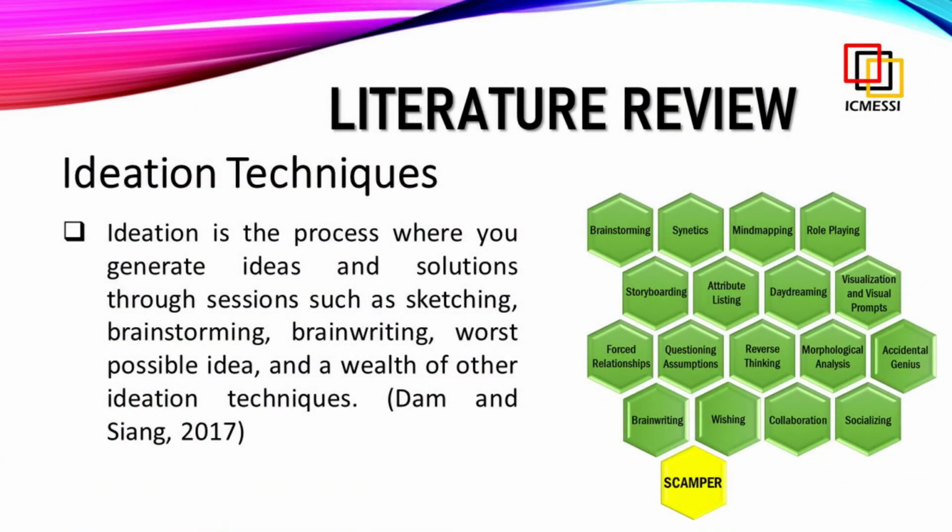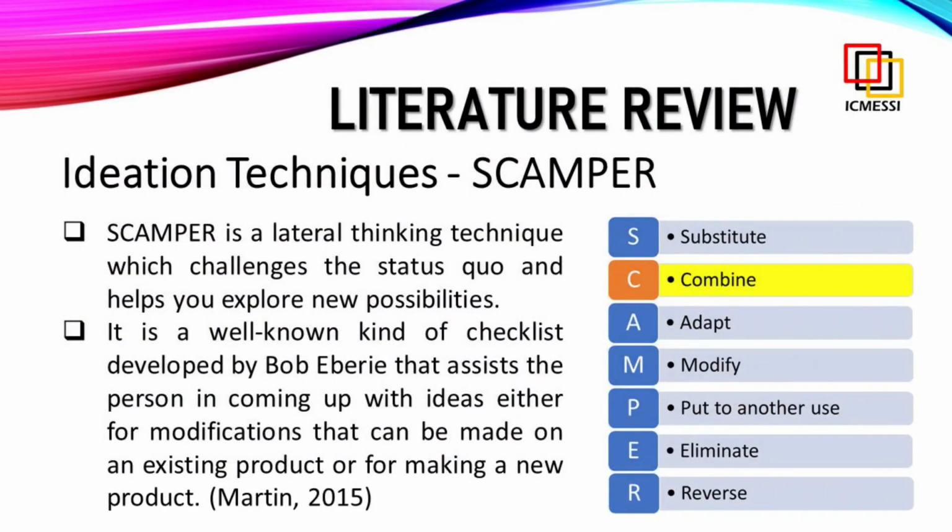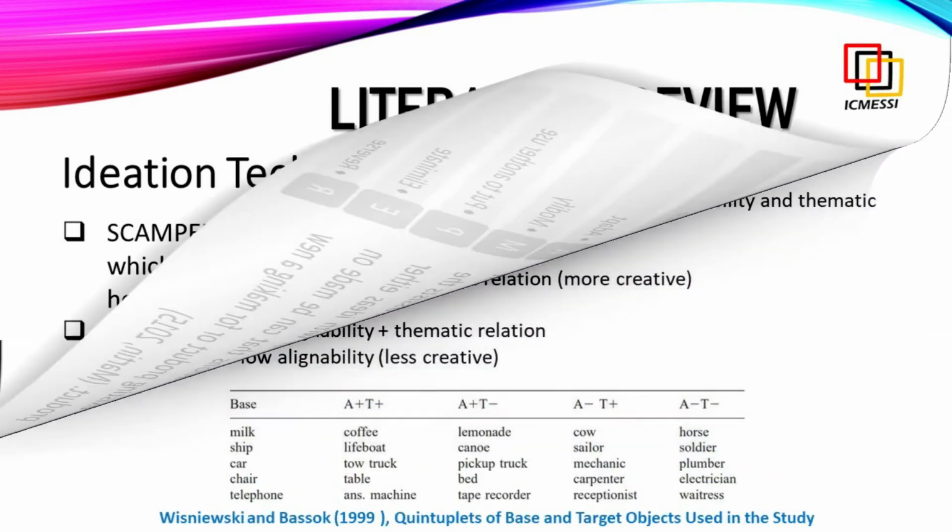There are many types of ideation techniques, as you can see in the figure. For my research purpose, I use the SCAMPER technique, which focuses on the combined method. SCAMPER is a lateral thinking technique which challenges the status quo and helps you explore new possibilities. It assists the person in coming up with ideas either for modifications that can be made on an existing product or for making a new product. The combined method of SCAMPER is used for this research purpose.